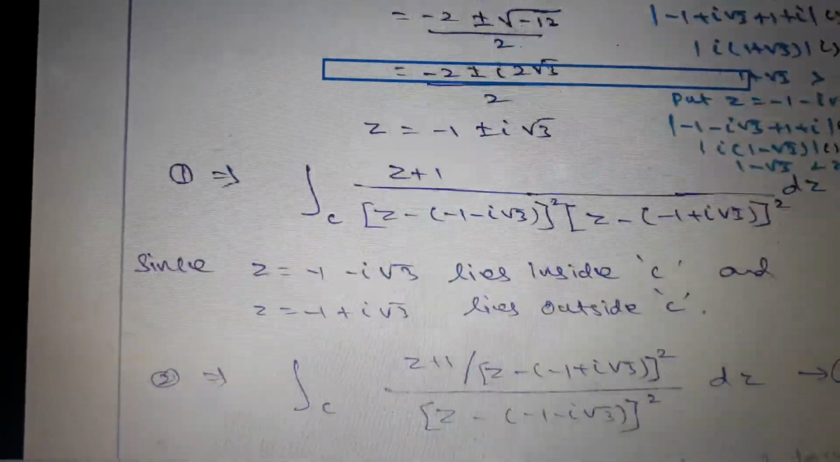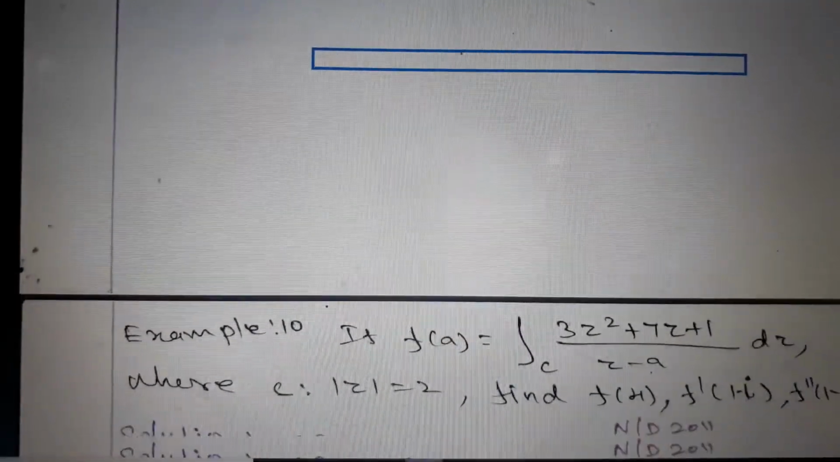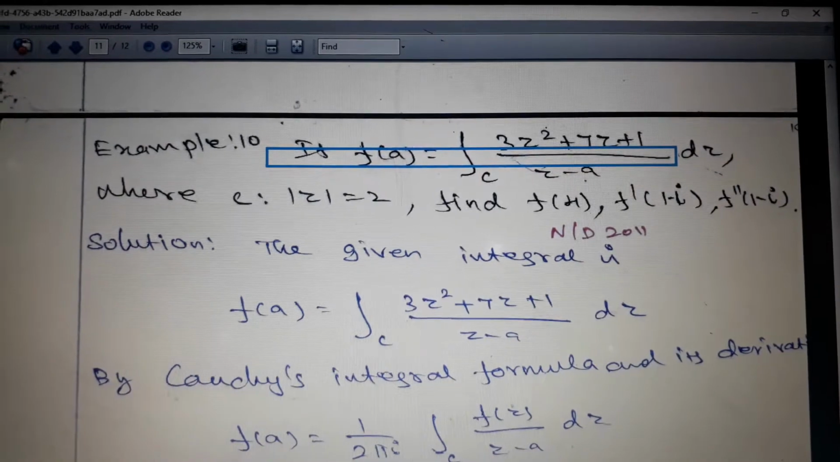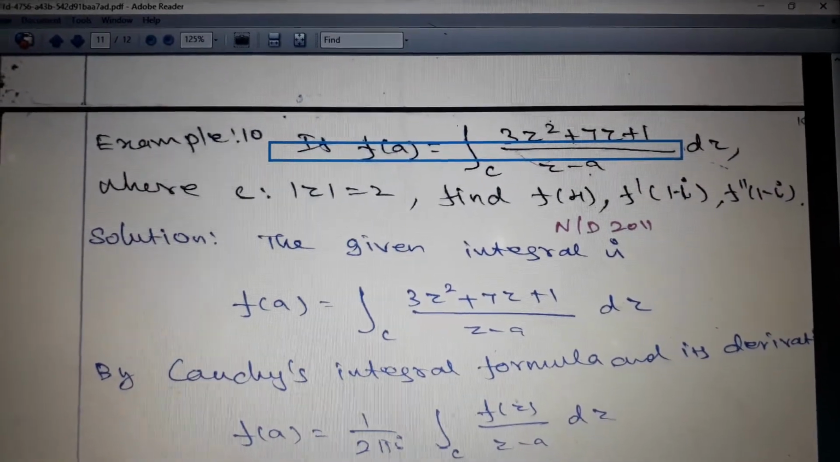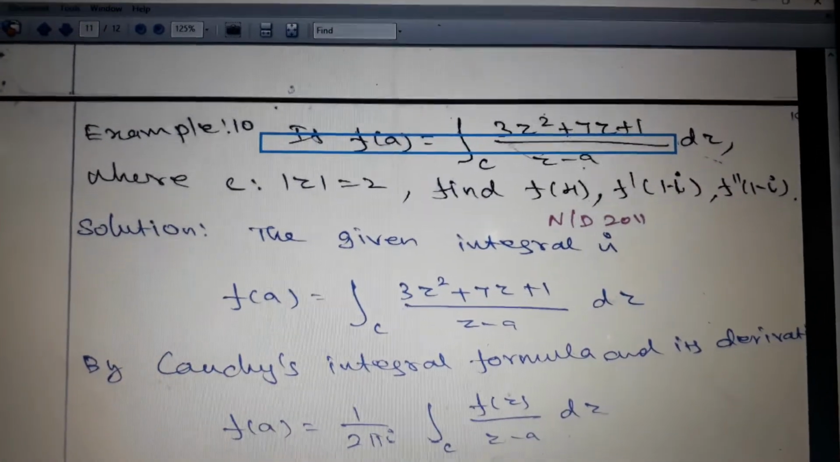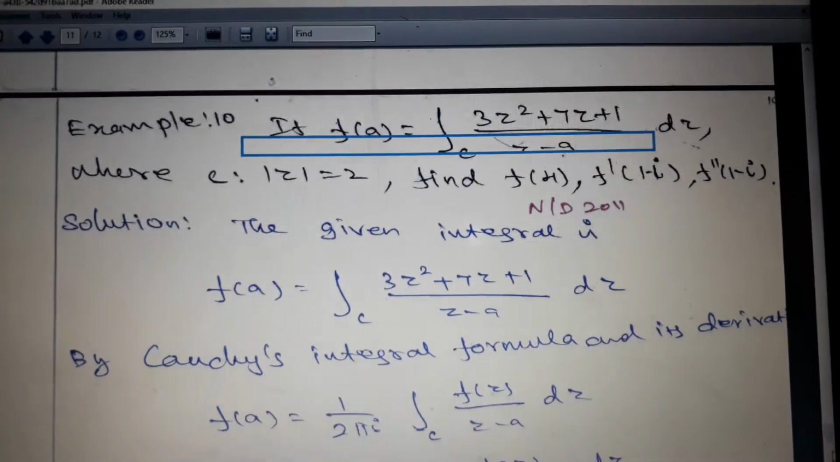So in the middle I introduce one more problem also. They already asked this problem two times in the university examination. F of a equal to the integral over C of (3z square plus 7z plus 1) by (z minus a) into f of z dz, modulus of z equal to 2. I have to find f of 4, f dash of 1 minus i, f double dash of 1 minus i.